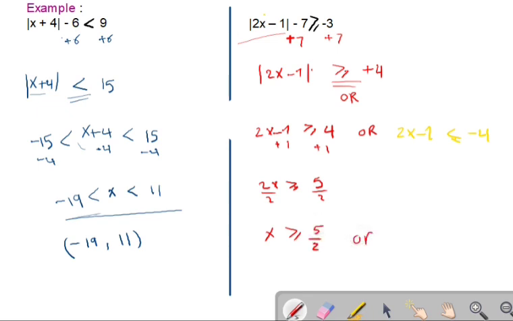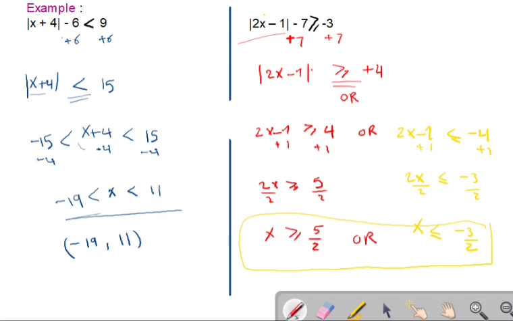Or, in this case, add 1 to both sides of the inequality. We have 2x less than or equal to minus 3, divide by 2, then x is less than or equal to minus 3 over 2. This is the solution of this inequality. It means either x is greater than or equal to 5 over 2, which is 2.5, or x is less than or equal to minus 3 over 2.